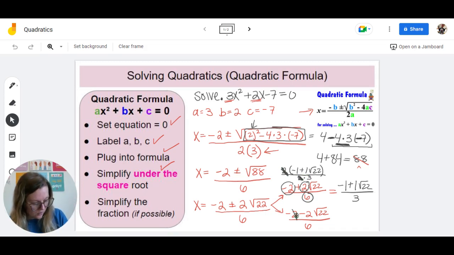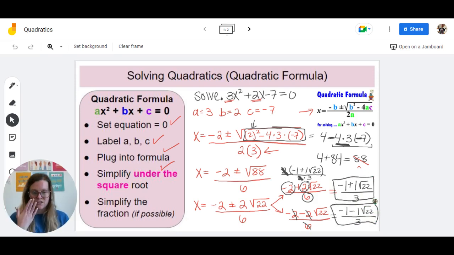Okay, on the bottom, I can do the same. They are both all divisible by 2. I don't touch the square root of 22 because it's protected. So now I have negative 1 minus 1 square root 22 all divided by 3. So those cannot be simplified anymore. So those are my 2 answers there.